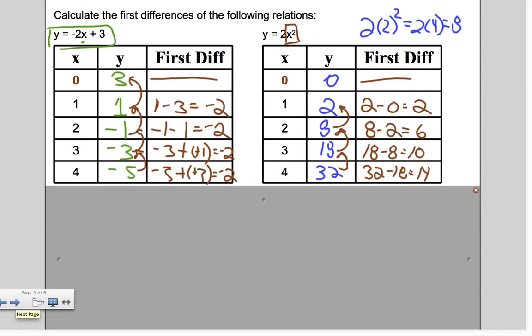So from here, can we tell which relationship is linear? The first one, the constant one. How come? Because the first difference is a constant. Okay, that's the reasoning. Just look at the table of values. First difference is a constant.